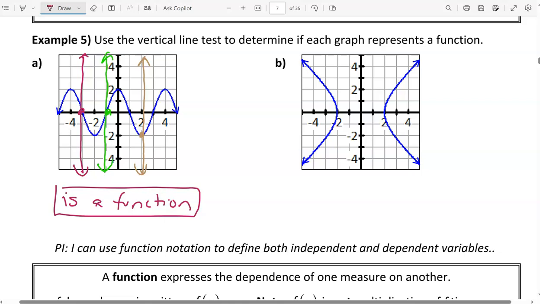In B, we can see that if we place a vertical line in that orientation right there, we're going to see that we intersect with 2 points. So this is not a function. More than one y value associated with each x value.